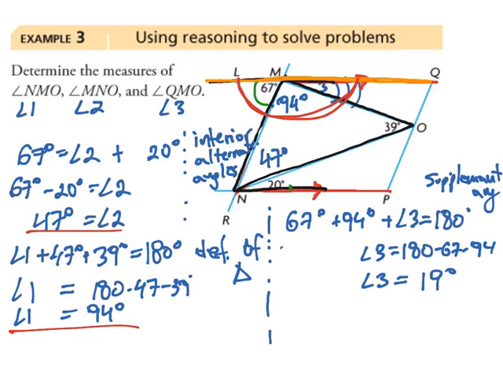And here are the three angles. At the end of it all, make sure that you put specific values for the angles that we started with. Instead of angle 1, 2, 3, make sure you put that NMO is 94 degrees. Angle MNO is equivalent to 47 degrees. And the last angle, QMO, which is the third angle, is 19 degrees.